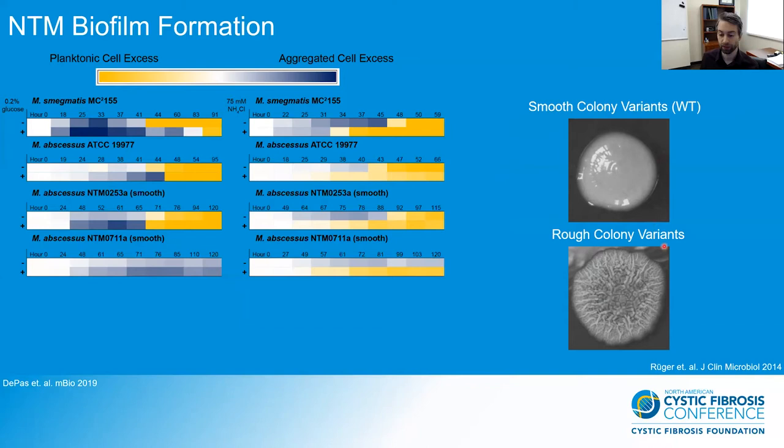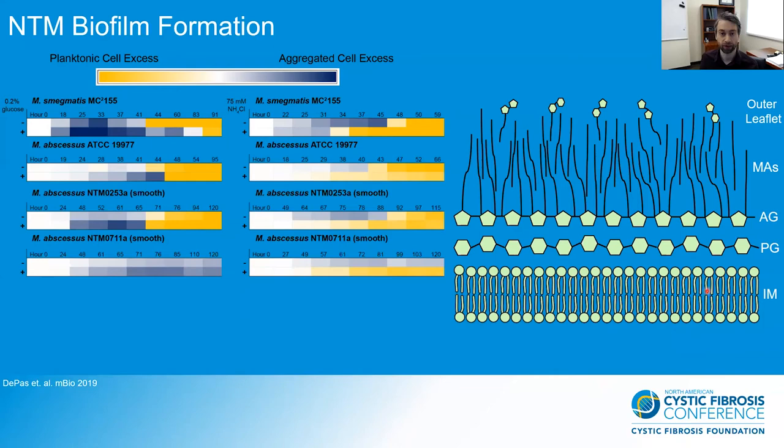Then you tend to get mutations that result in this rough colony morphology. And these are mutants that knock out or knock down a specific cell wall component. I'm going to go a little bit more into depth here because I'll talk about this quite a bit during the talk. But this is the mycomembrane. This is the cell wall of mycobacteria. You have your inner membrane, your peptidoglycan, an arabinogalactan layer that's covalently linked to these long chain mycolic acids, big fatty acids.